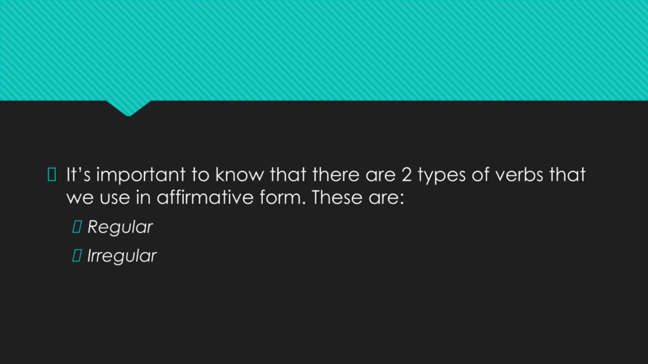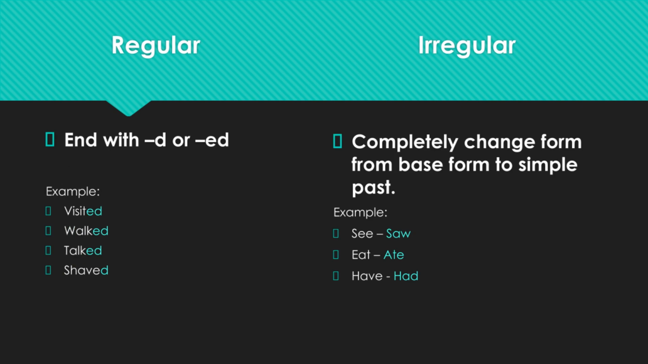We also need to know that to talk about this form, we have two types of verbs, the regular ones and the irregular ones. The regular end with d or ed. For example, visited, walked, talked, shaved.